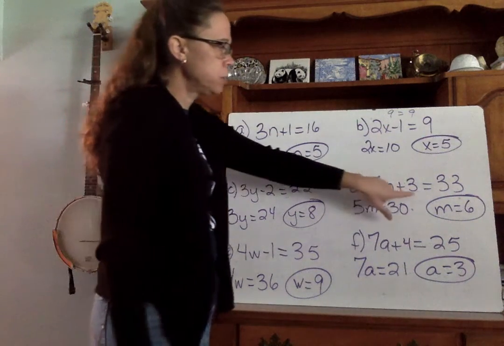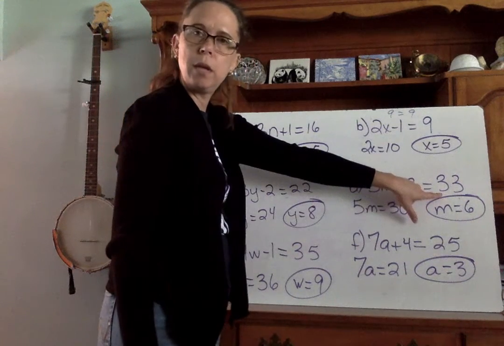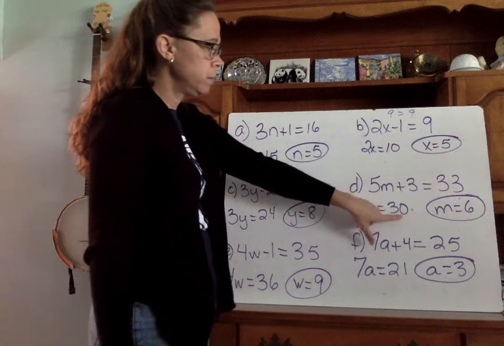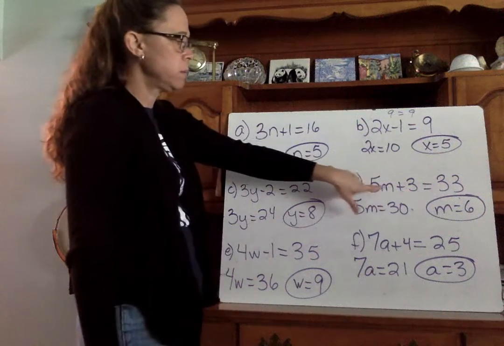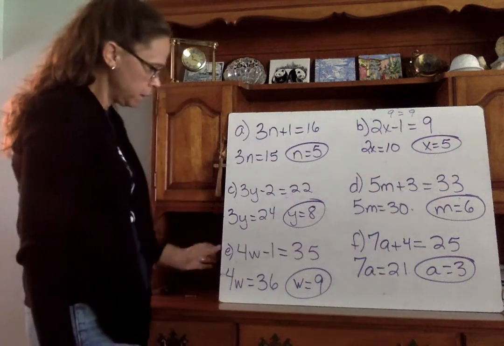D, 5m plus 3 is equal to 33. If I didn't add the 3, then my answer here would be 3 smaller. So 5m is equal to 30. m is equal to 6. Put 6 back in. 5 times 6 is 30. Plus 3, yes, is 33.